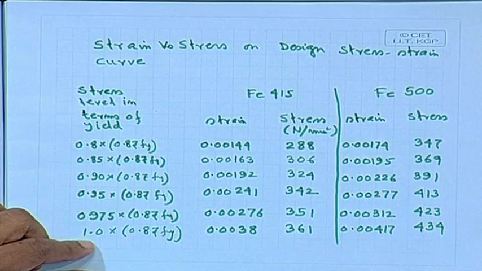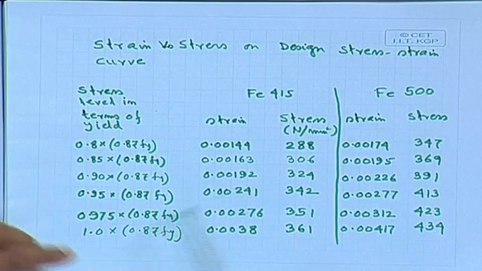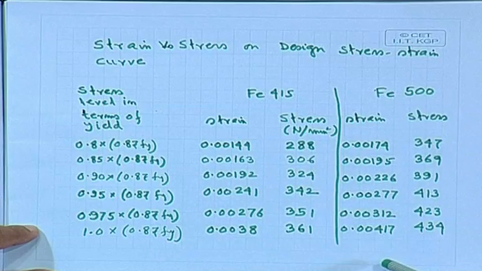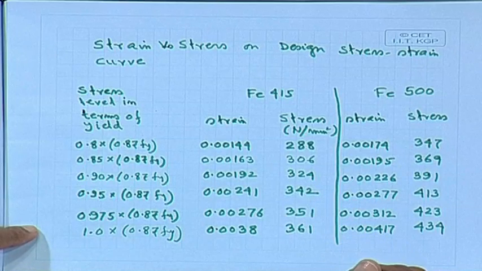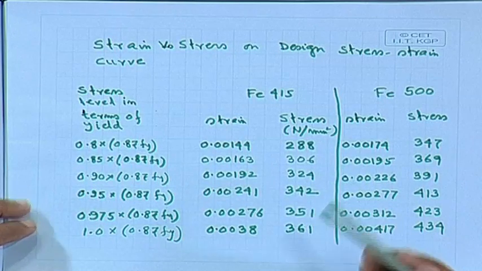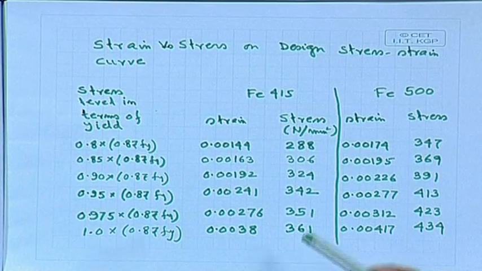We have this for Fe 415 and also for Fe 500. We can get the strain and the corresponding stress, and we shall linearly interpolate to get the stress at a particular strain level.